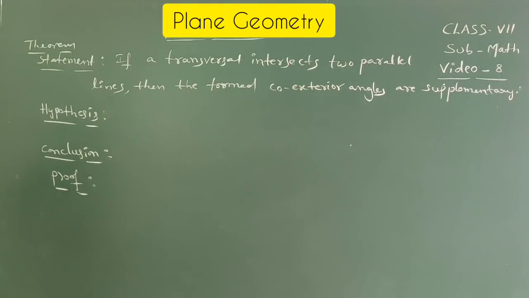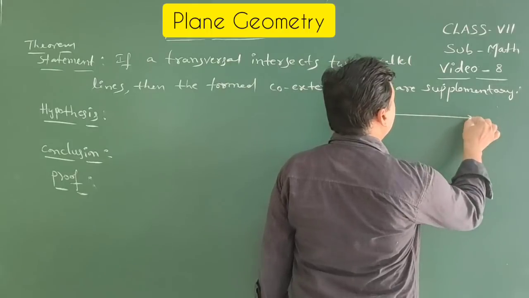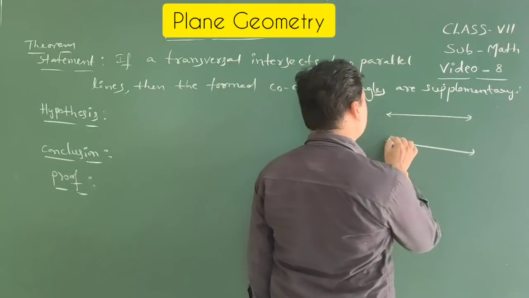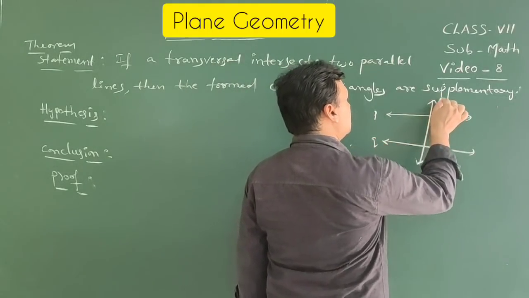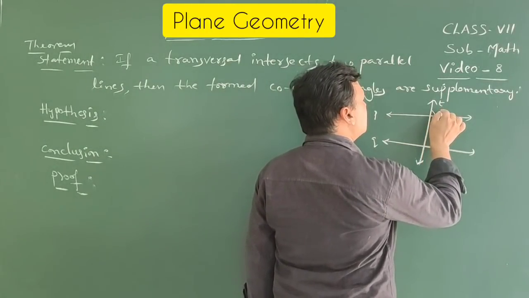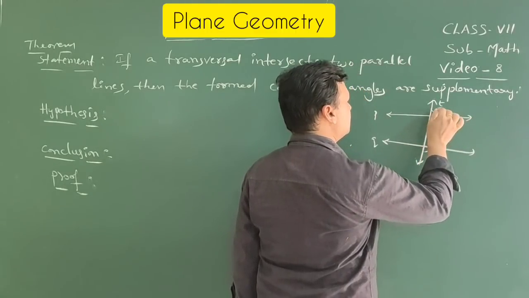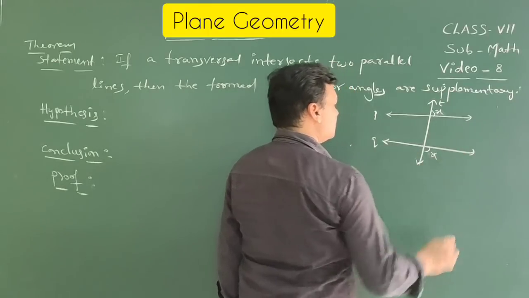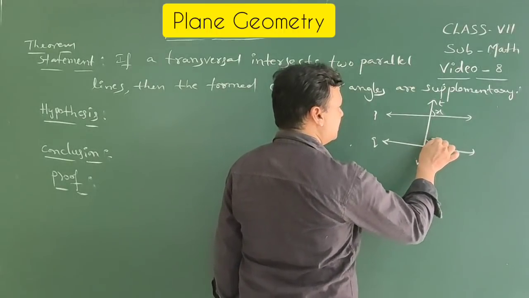In the case of co-interior and co-exterior angles, the angles are supplementary, and for the remaining cases they are equal. Only for co-interior and co-exterior angles, the given angles are supplementary. Here P is parallel to Q and T is a transversal. Here angles X and Y are the angles, and let another one be Z.